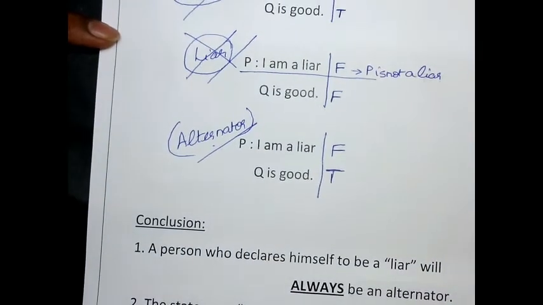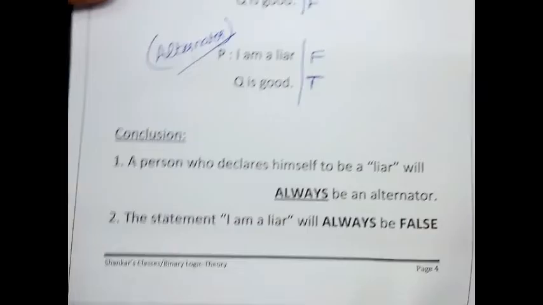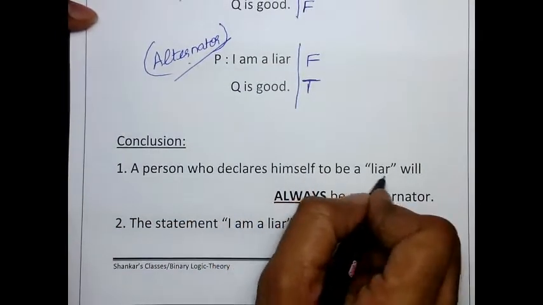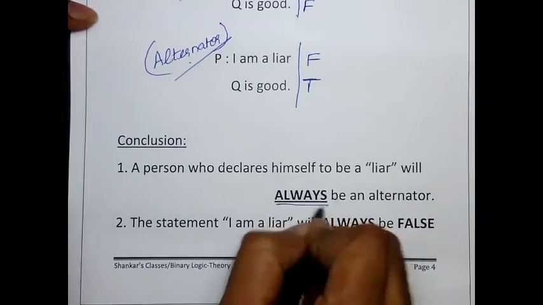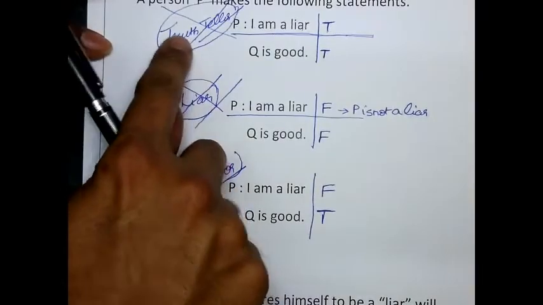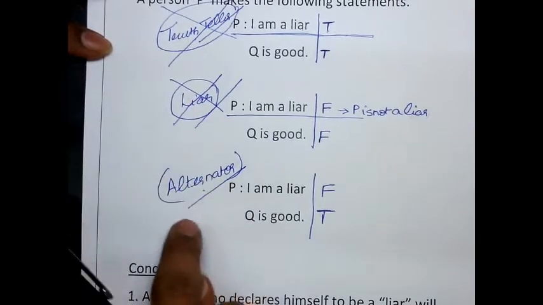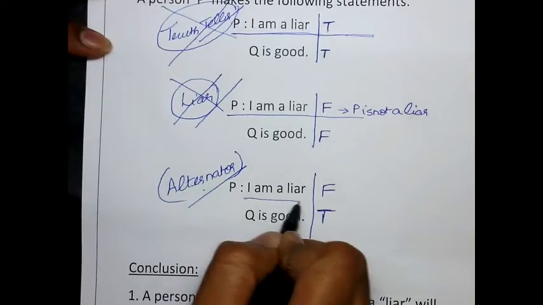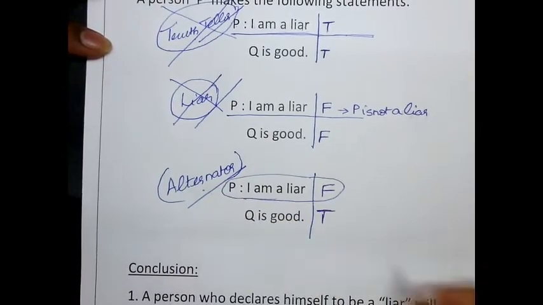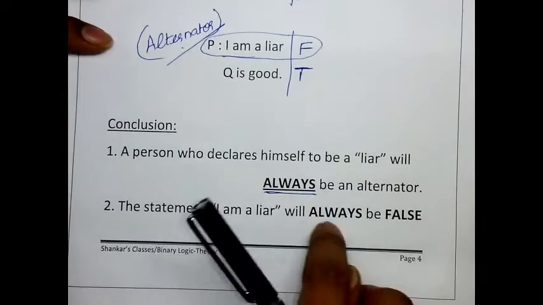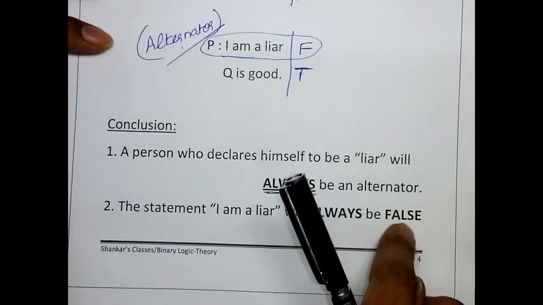Now, what is the conclusion that you can make? A person who declares himself to be a liar will always be an alternator. He cannot be a truth teller, he cannot be a liar, he can only be an alternator. That statement where he says, I am a liar, will definitely be a false statement.